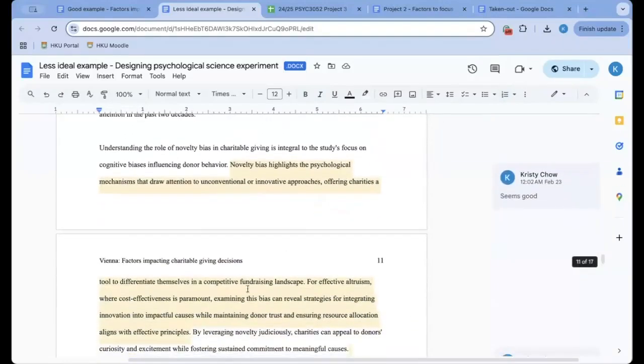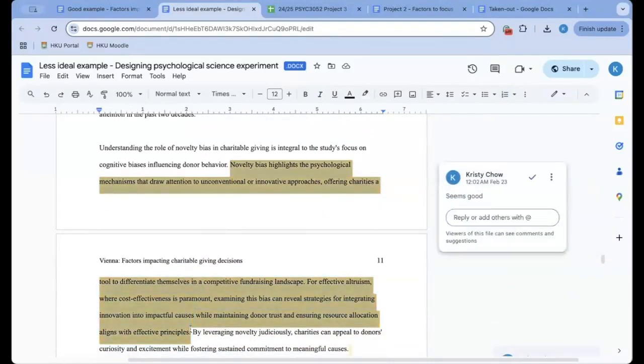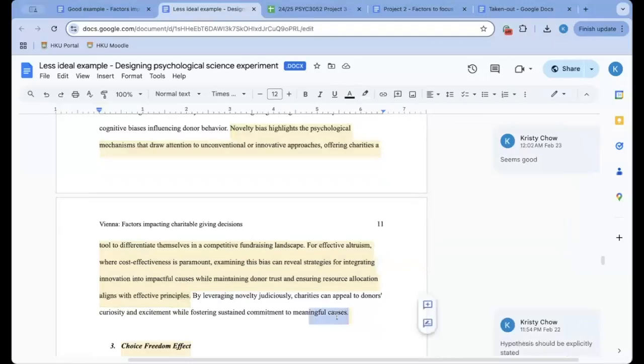Their implication is actually quite good, but what is lacking again is their hypothesis. It's a good implication, but missing a specific hypothesis. So the reader knows why it's important, but we don't know exactly how you're testing it.